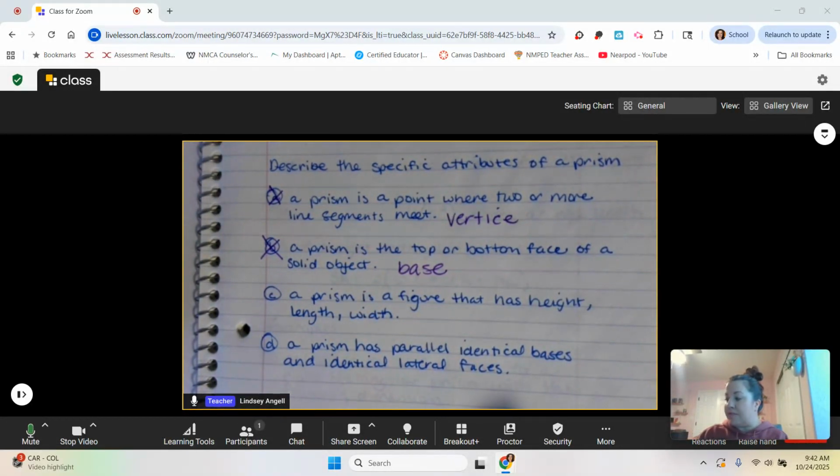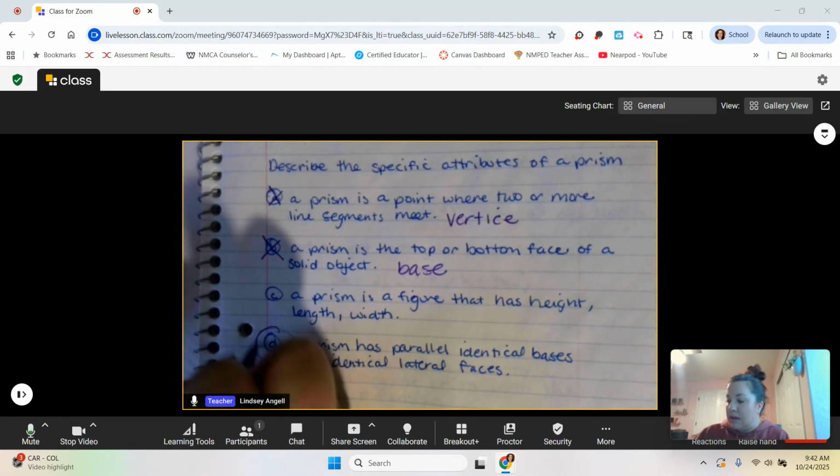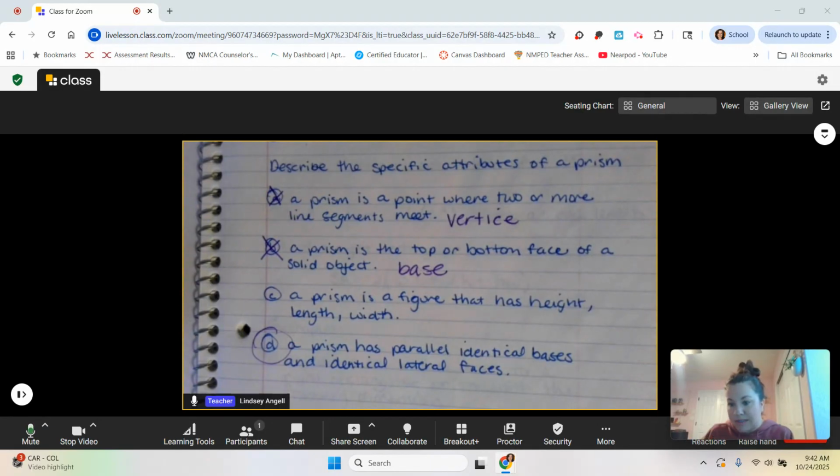C, a prism is a figure that has height, length, and width. Well, that could be it. Okay, but that's not specific. This says the specific attributes of a prism. So D, a prism has parallel identical bases and identical lateral faces. Yes. At least with the right rectangular prisms. That's true.